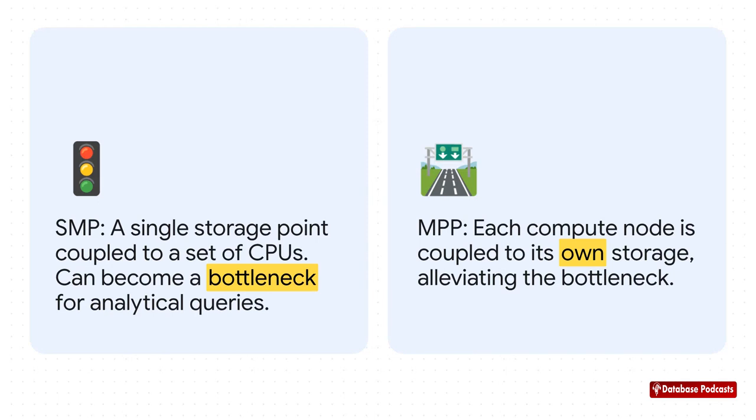So, what's happening under the hood? Well, with SMP systems, that's our traditional SQL database, you've got a bunch of CPUs all trying to get data from one single shared storage disk. For those huge analytical queries, it's like a 10-lane highway suddenly merging into a single toll booth. It just creates a massive traffic jam. But MPP systems, like Synapse, do something totally different. They give each chunk of processing power its own dedicated storage. It's like every single car gets its own private highway. That bottleneck, gone, completely gone.